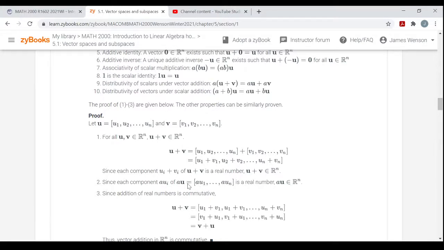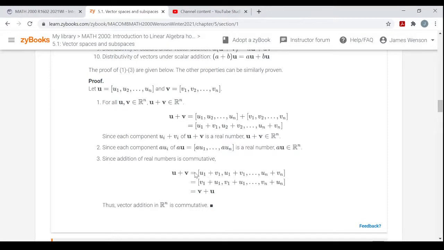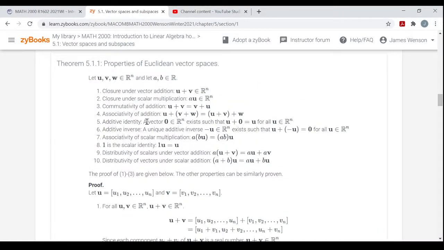Same thing for scalar multiplication. If you take a real number scalar and multiply it by vector u here, you're just multiplying every component by another real number. That gives you just more real numbers. You multiply a real number by a real number, you get another real number. So multiplying a vector by a scalar gives you another vector in the same space. So it's closed under scalar multiplication. You can add vectors in either order and get the same result, because adding two real numbers, you switch them, you get the same result every single time. So vector addition is commutative. And they leave the other ones, 4 through 10 here, to you in some of the exercises.